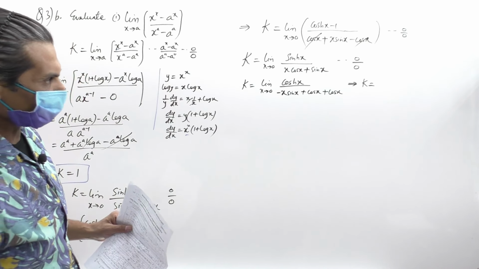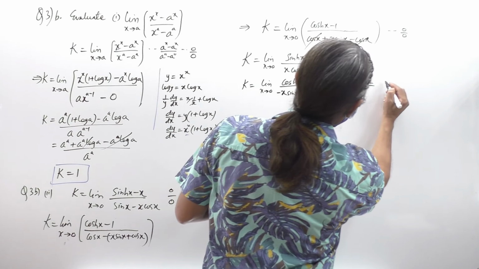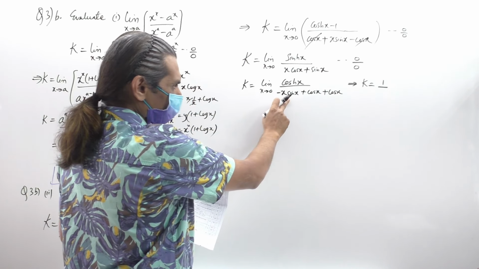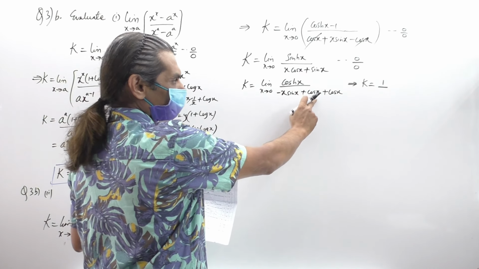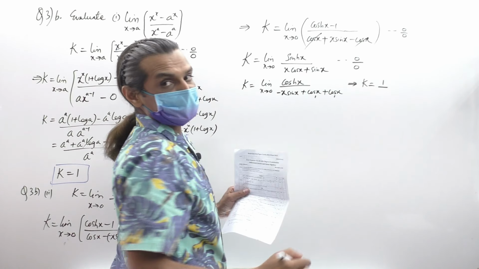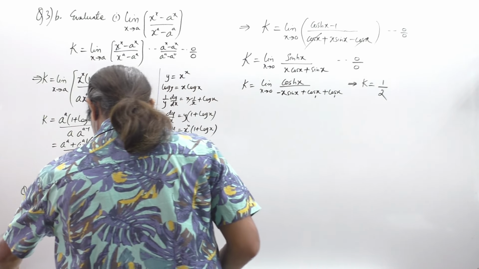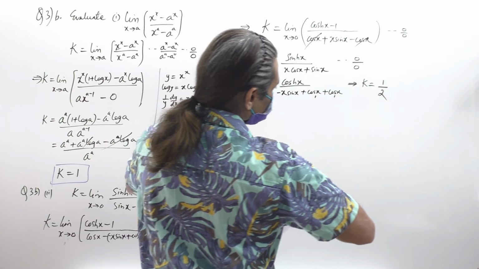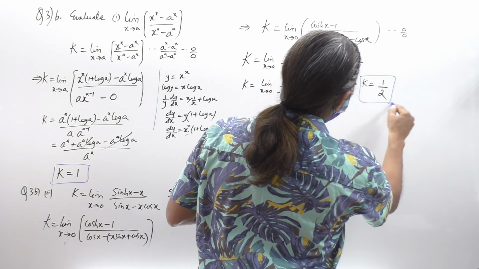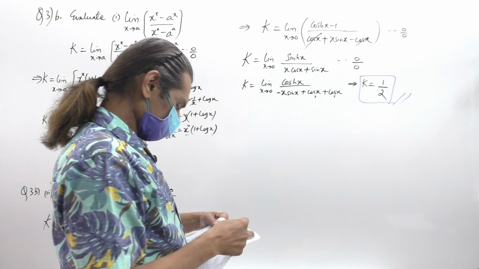I don't think it will be 1 now, it will be 0 now, because cos hyperbolic 0 is 1. See, this is 0, sin 0 is 0, but cos 0 is 1. Perfect. So 1 plus 1 is 2. So right here, the final value is k equals 1 by 2. That's all. Interesting problem. Okay.